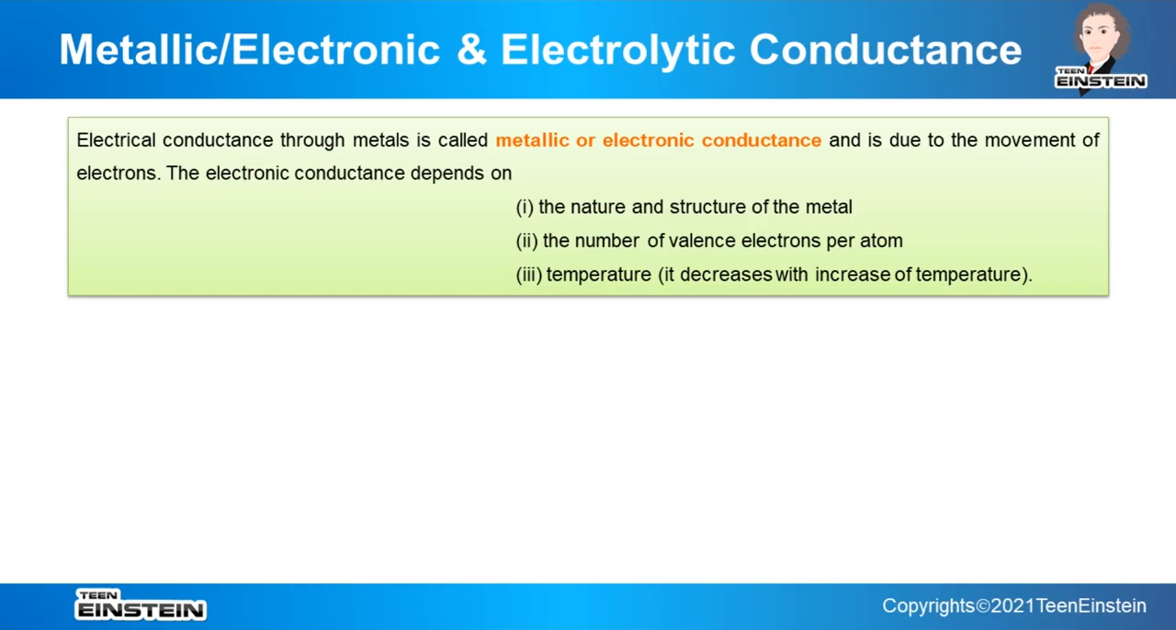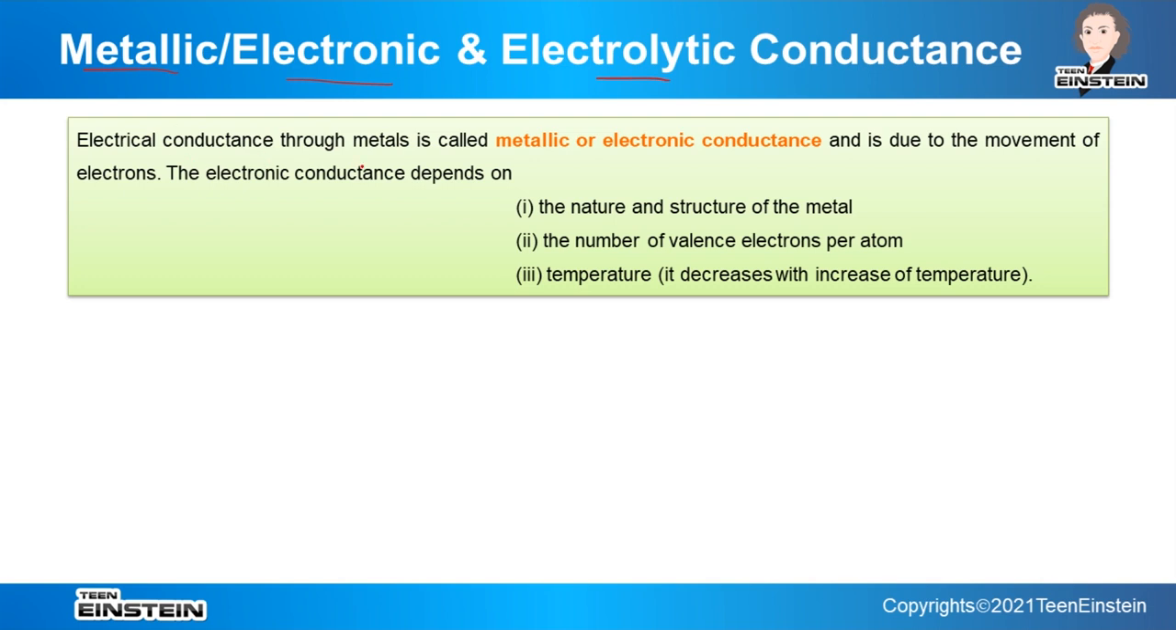Types of conductance. One is metallic and electronic. Both are the same type. It may be called metallic conductance or electronic conductance. And the second type is electrolytic conductance. So first we will see what is metallic conductance.